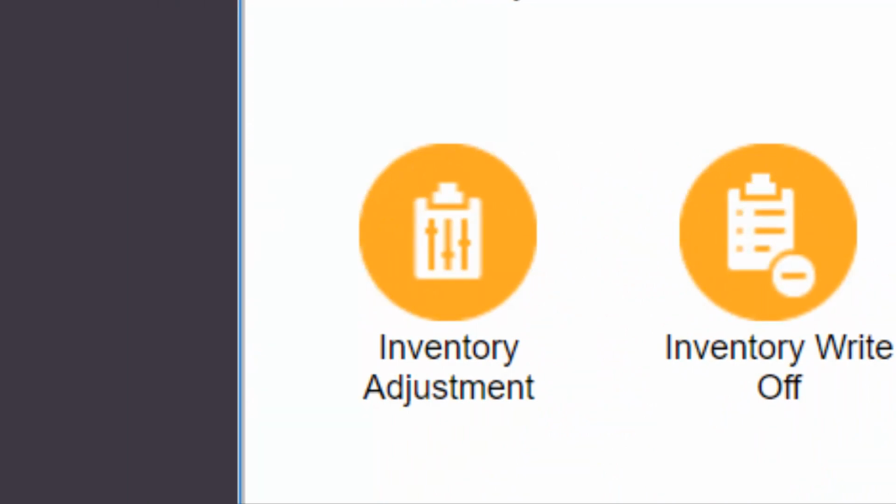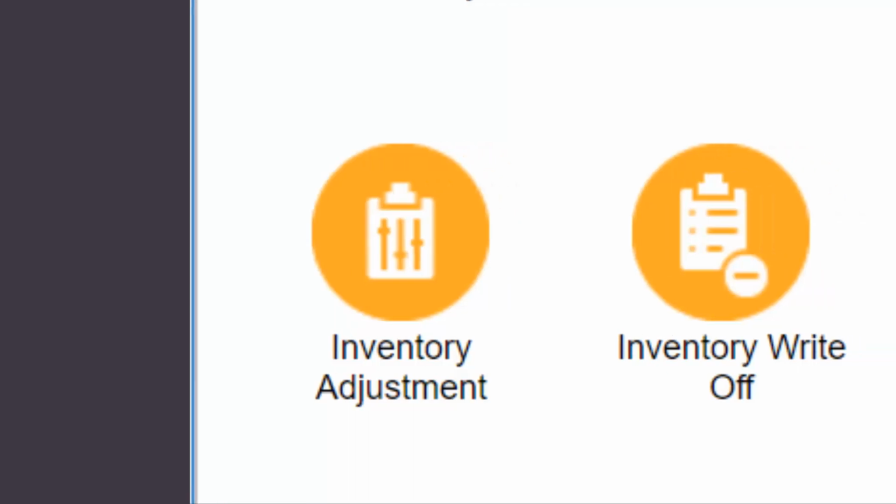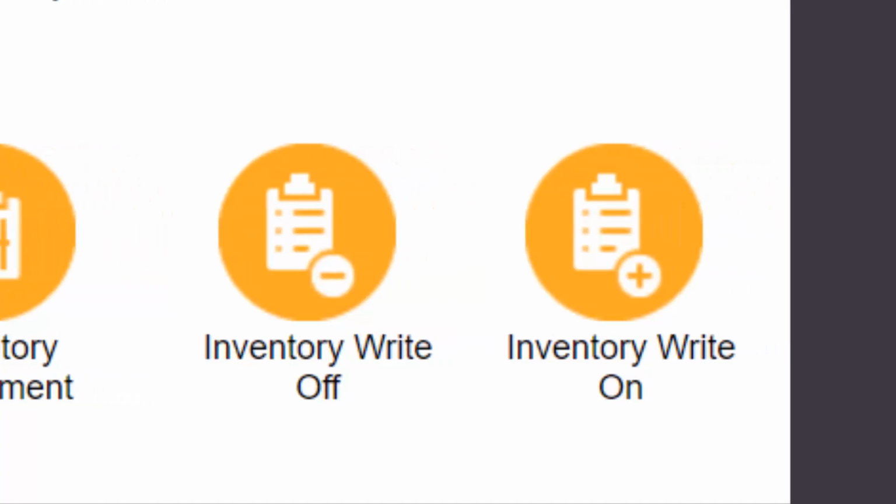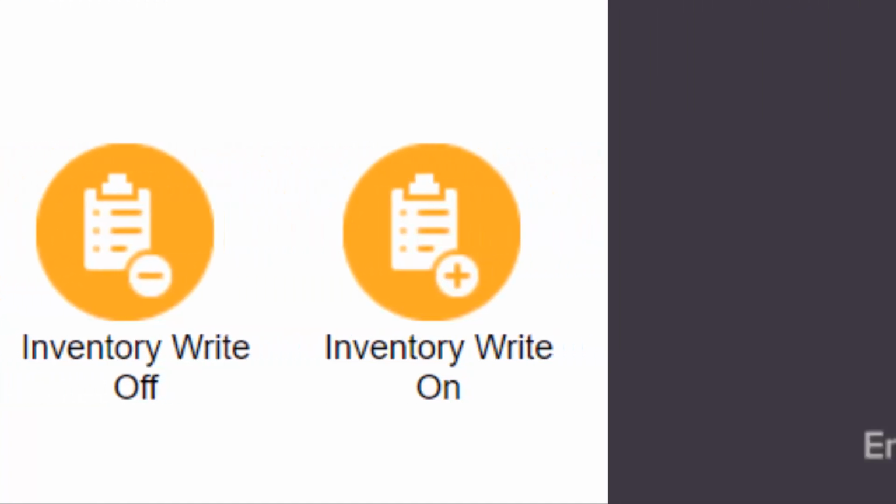This allows existing stock to be adjusted either positively or negatively. We then have the inventory write-off, allowing existing stock to be written off from a given stock point. And finally, the inventory write-on, allowing stock to be increased at an existing stock point.